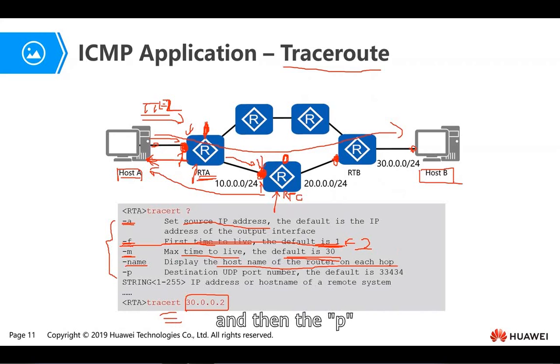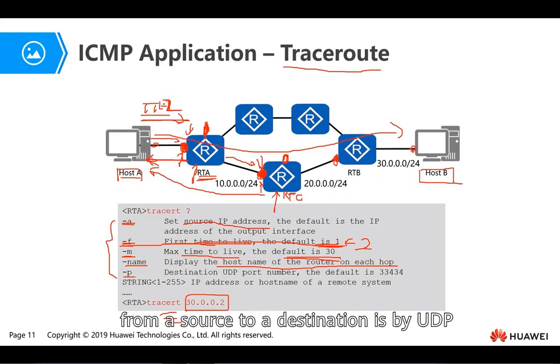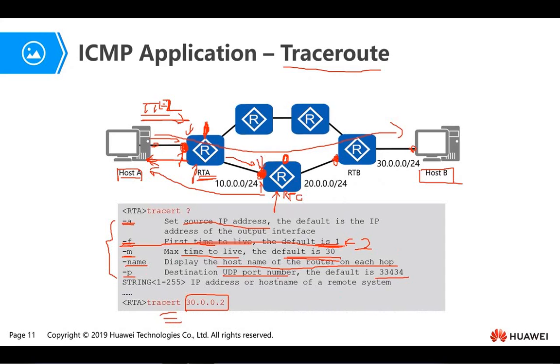Okay, and then the -p, the port. The packet sent from source to the destination is by UDP, and the UDP has a port. If you do not specify, the default port is this port. Of course, you can specify a port.